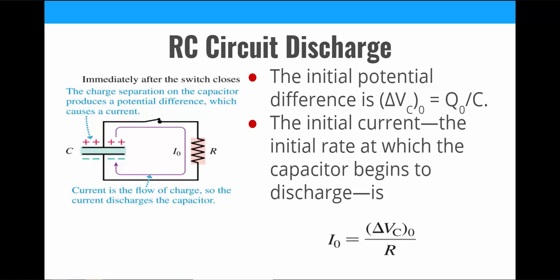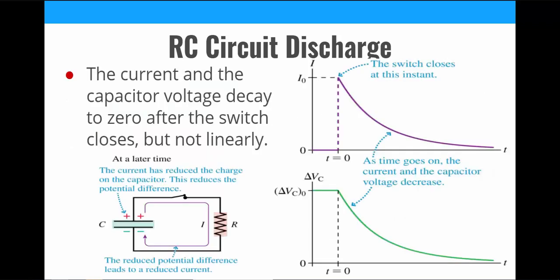And depending on your charge, this current could be very high, right? Especially if your resistance is low. It's one of the reasons why we use capacitors. Sometimes you want a lot of current to dump at the same time. All right? So I don't think any of this is terribly shocking. Okay, so the current and the capacitor voltage decay to zero after the switch closes, but not linearly, right? This is not a line.